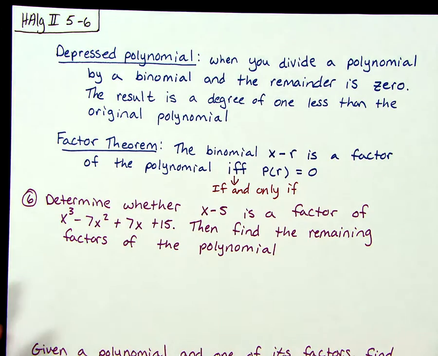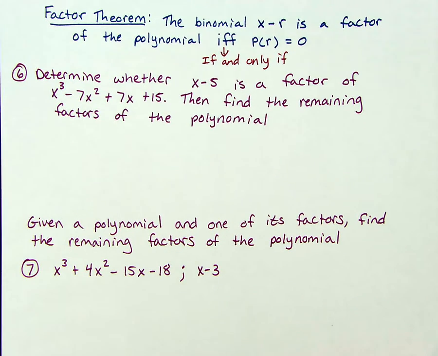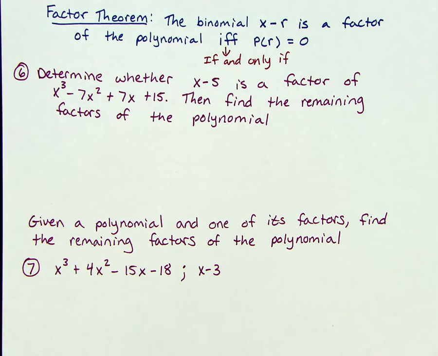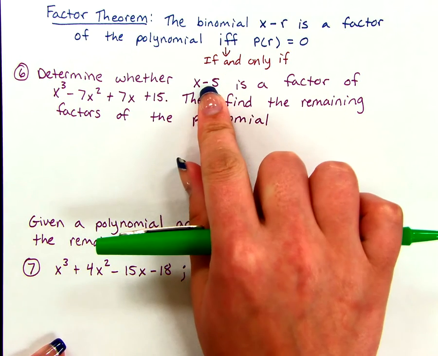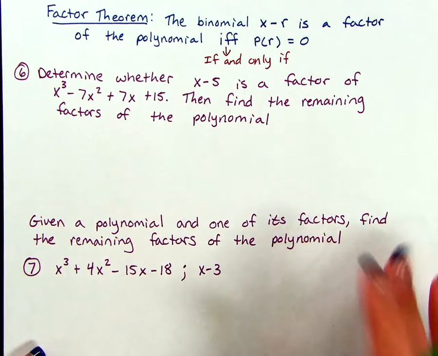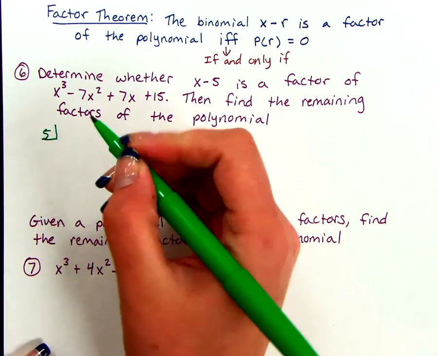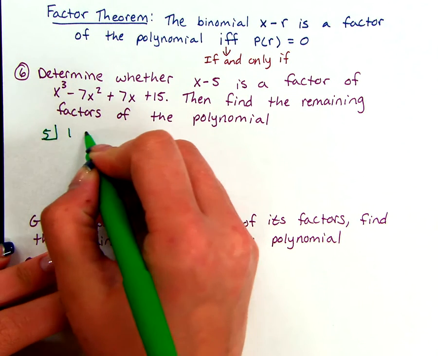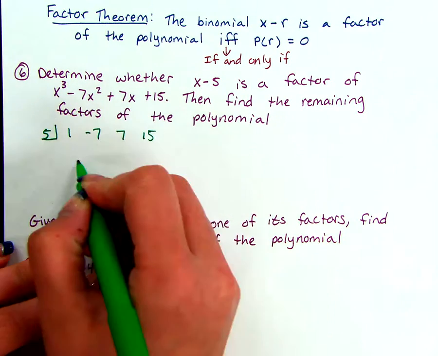Right, so if we take a look at problem 6, it says determine whether x minus 5 is a factor of x cubed minus 7x squared plus 7x plus 15. And if it is, then find the remaining factors of the polynomial. So essentially this question is asking us to write this polynomial in factored form. So again, we're going to start with synthetic division. So I'm setting this equal to 0 and solving. So that means the 0 that we're going to divide by is a positive 5. And then our coefficients are 1, -7, 7, and 15.